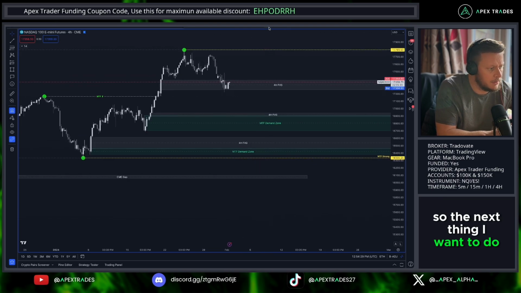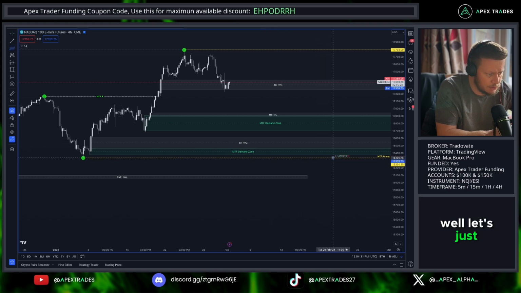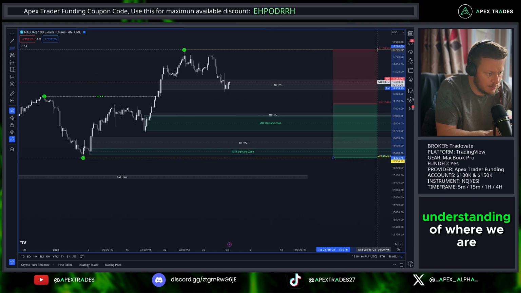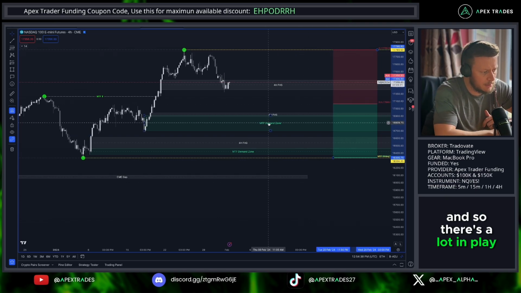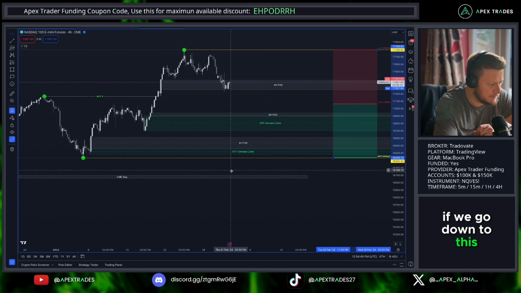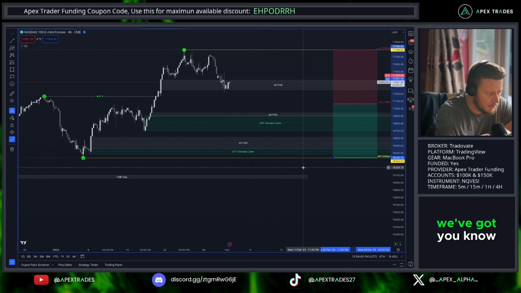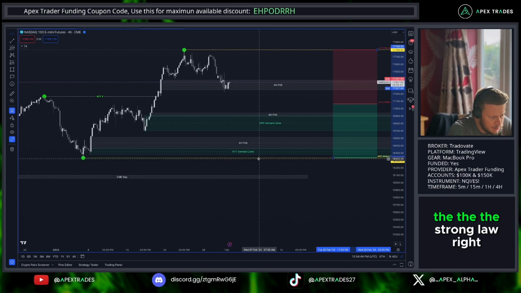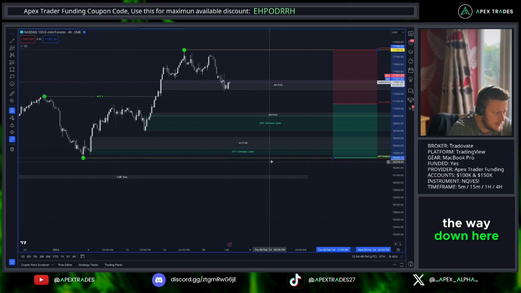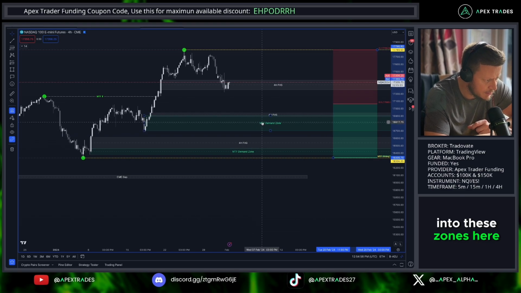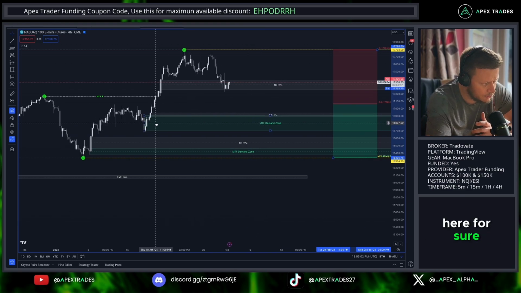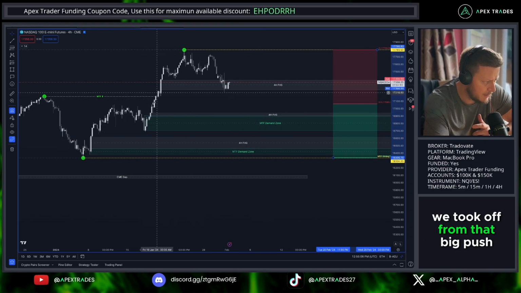So the next thing I want to do is to just give ourselves some understanding of where we are relative to that zone. And so there's a lot in play, right? If we go down to this area here, we've got the strong low all the way down here, and the weak high all the way up here, which we expect to break. However, I wouldn't be thinking about going long until we come into these zones here, which is the demand zone here for sure, in terms of where we took off from that big push.